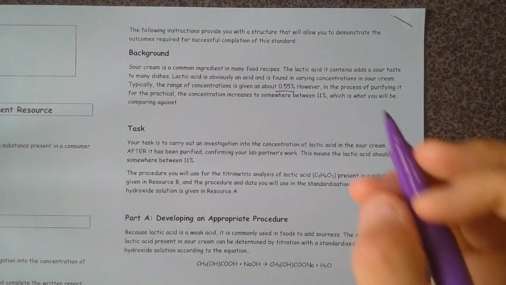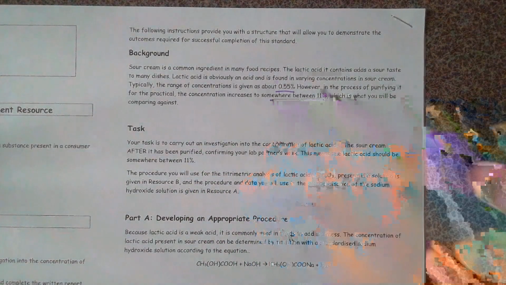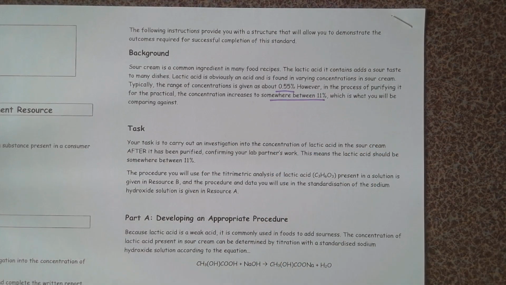However, during the purifying process, the concentration increases to somewhere around 11%. So when you're doing your calculations, we should be able to double check: is the lactic acid concentration in that undiluted purified sample at 11%? Are we okay with that so far?